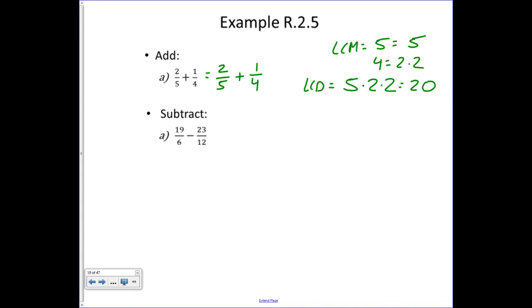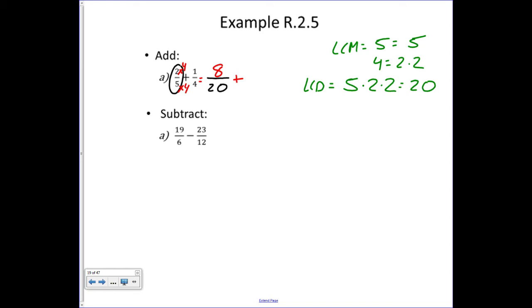And so now we want to rewrite each of these fractions with a denominator of 20. So to do that, 2/5. To write that as something over 20, 5 times 4 is 20. And so if we multiply the bottom by 4, we've got to multiply the top by 4. And 2 times 4 is 8.